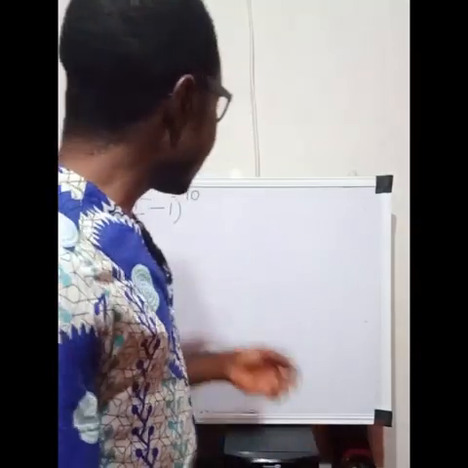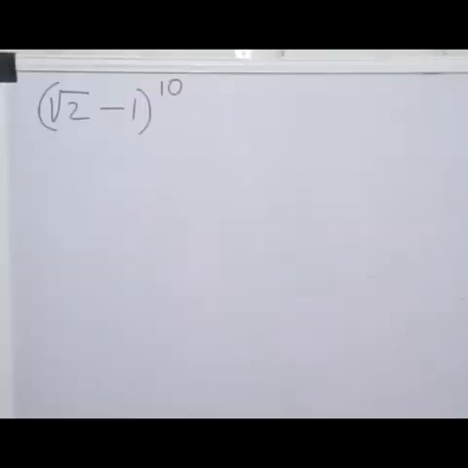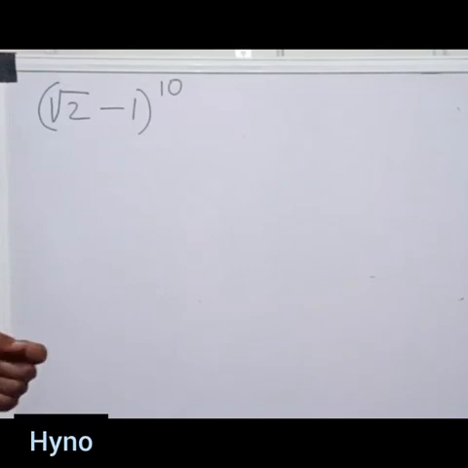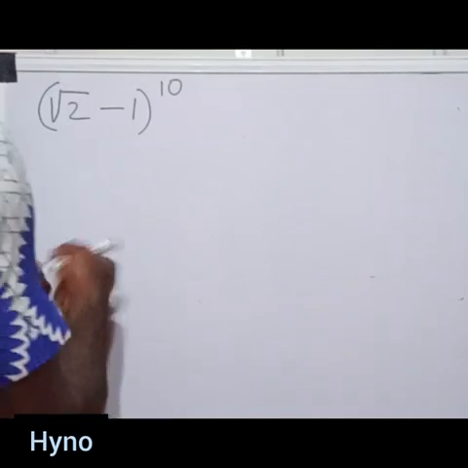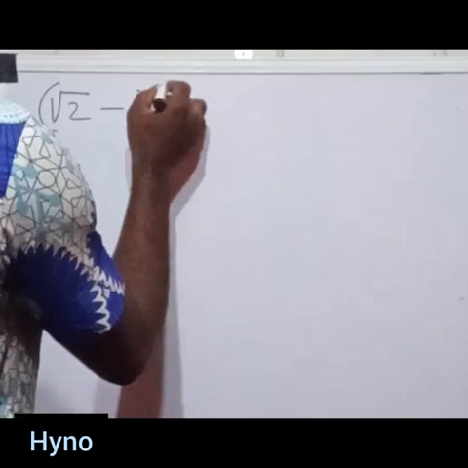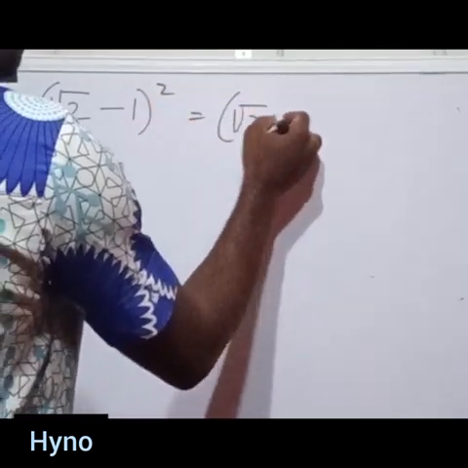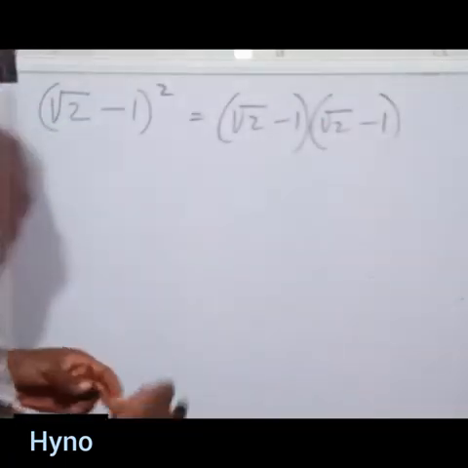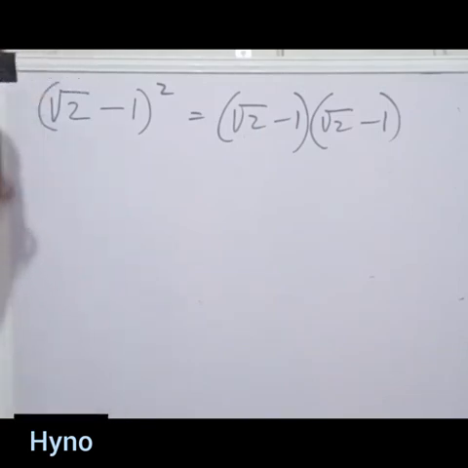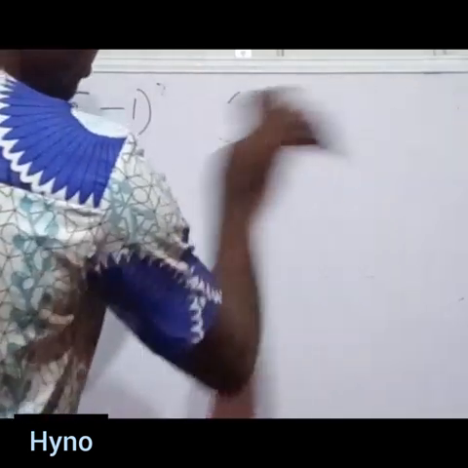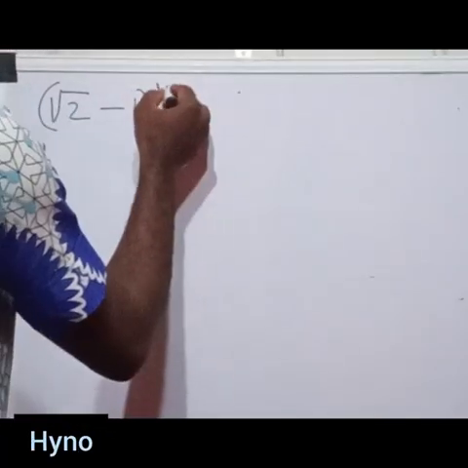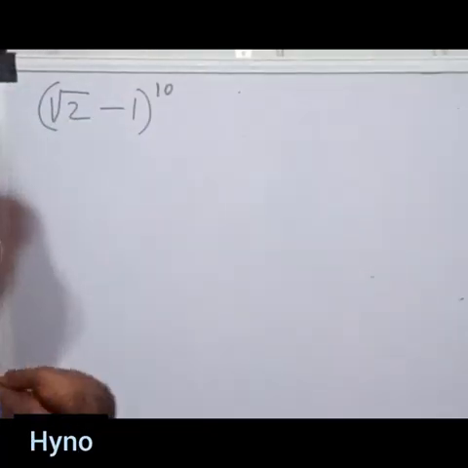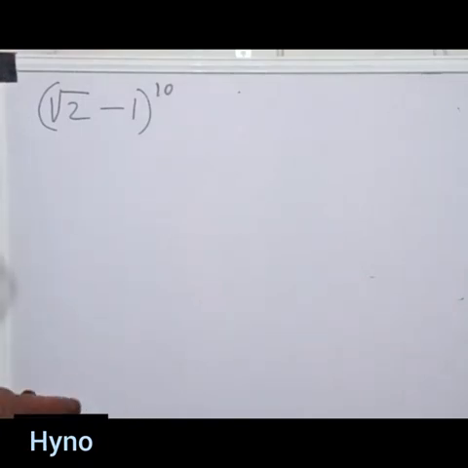I want us to look at this question. You see, we have root 2 minus 1 raised to power 10. You know, if this was power 2, we would simply split this into two brackets and probably multiply through, and then we simplify and get it. But this is power 10. How are we going to do that? This is power 10. Are we going to split into 10 brackets? No, it is going to be a waste of time and very difficult to obtain.